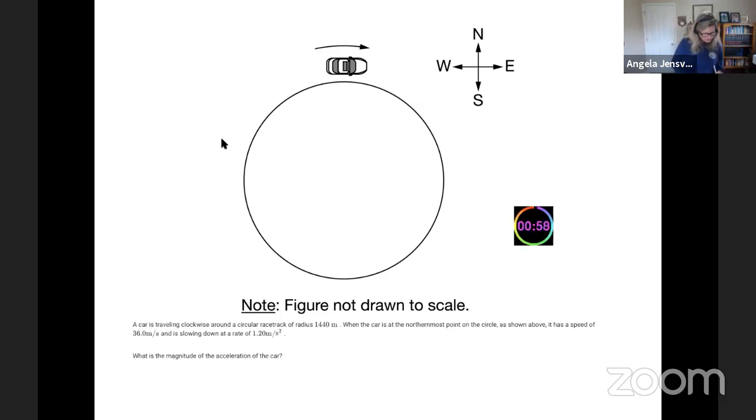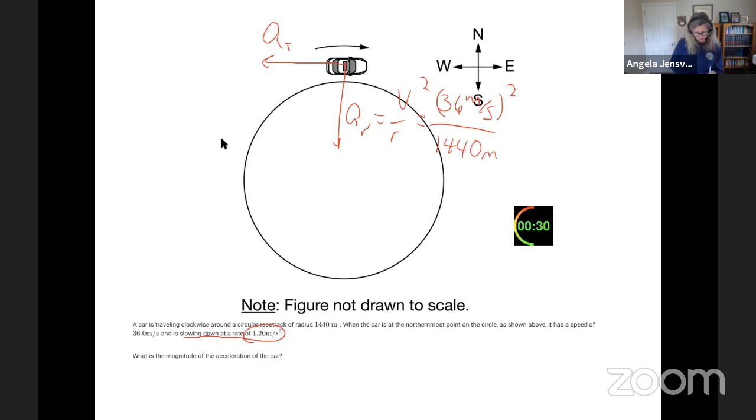Okay, you see how it's slowing down at the rate of 1.2? So that means the tangential acceleration is pointing opposite to the velocity. And then it also has a radial component of acceleration, which is v squared over r. And you can plug in v, which is 36 meters per second, squared, divided by the radius, which is 1440 meters. And that works out to be 0.9 meters per second squared. And then the tangential acceleration is 1.2 meters per second squared.